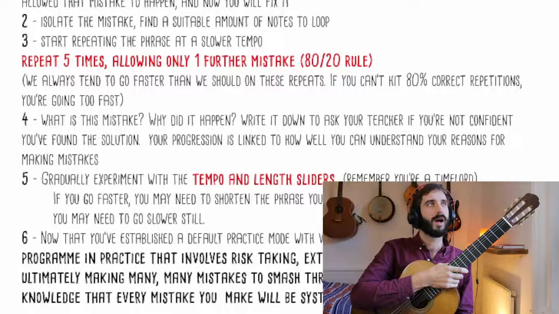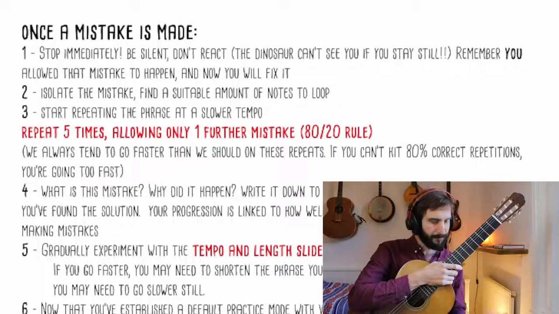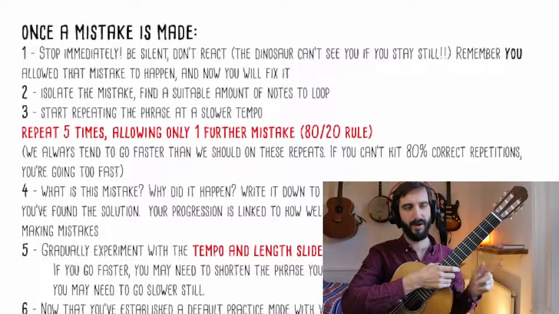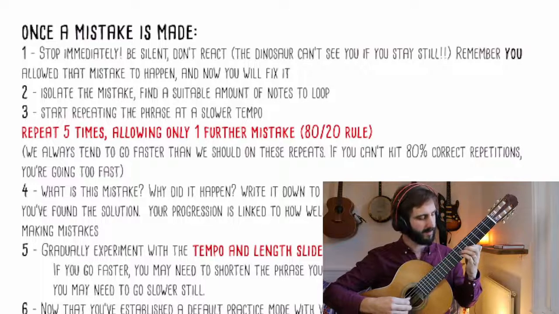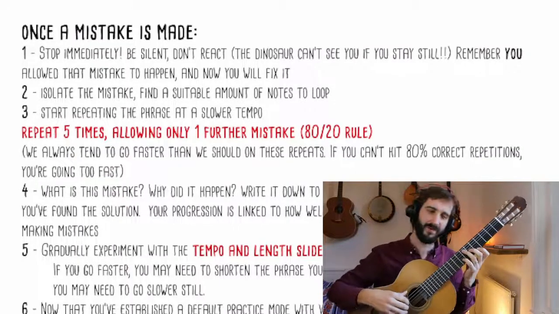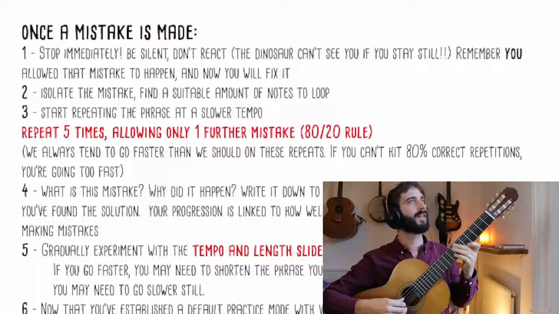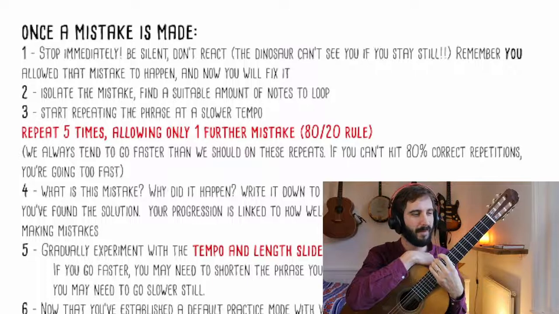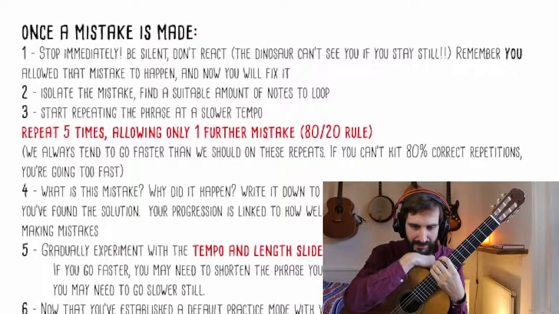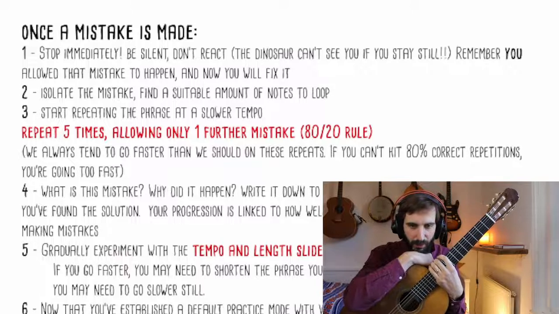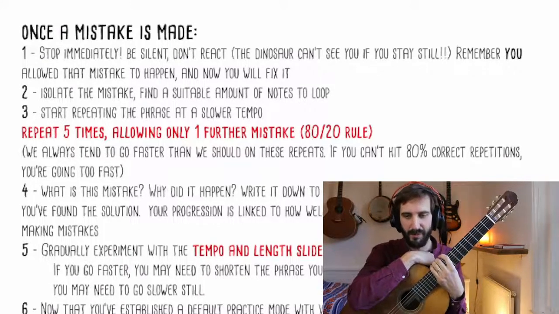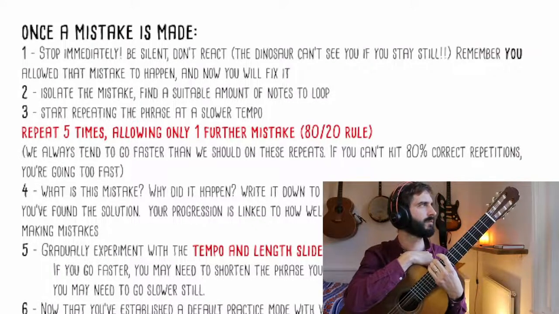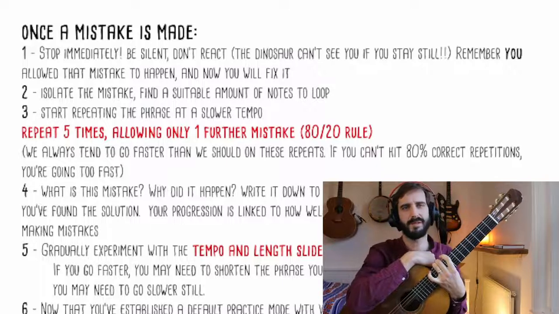So, these rules I've got here. Once a mistake is made, stop immediately. Part of this too is not going nuts, and starting again, and then doing the same thing again, and then getting more and more wound up, more and more stressed about it. We need to leave the ego out of practice here. Often, what I used to think when I made a mistake was, oh, that's ridiculous. Oh, it must be my fingernails, or oh, my guitar isn't right, or oh, this piece, that was a silly piece.